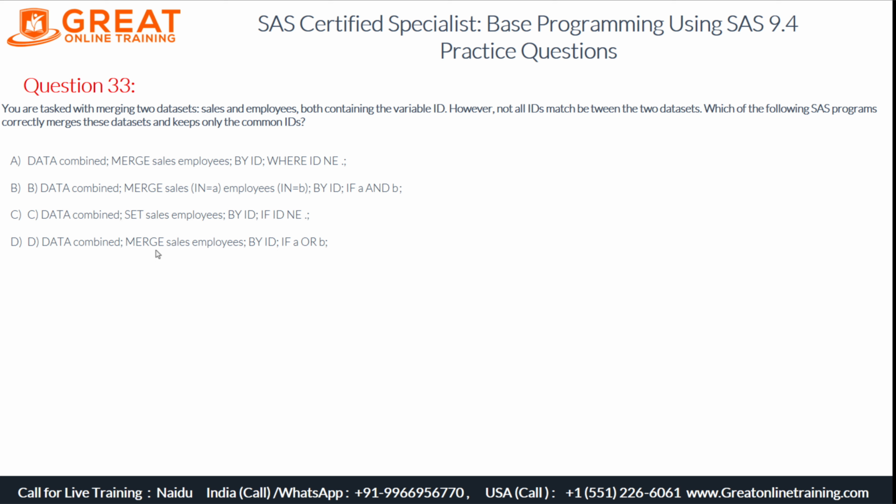And data combined, merge sales and employee by ID, if A or B. It is absolutely wrong, because as I said, when we are merging the data sets and using the if statement, we absolutely have to write the in option in the merge statement, like sales in equals A and employee in equals B, as it appears in the second option. We have to write the in option. If A or B is not defined, it will give an error in the log. So the correct option here is B.